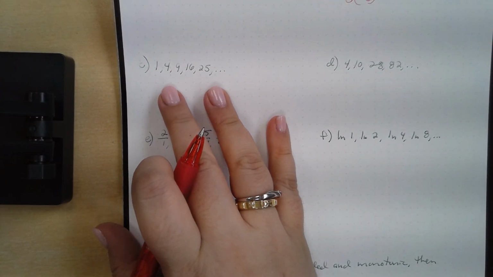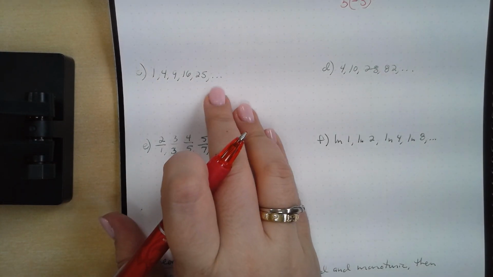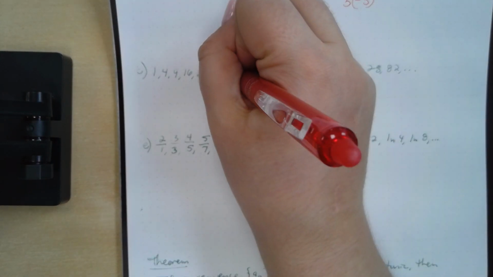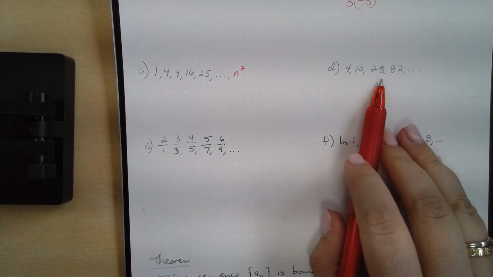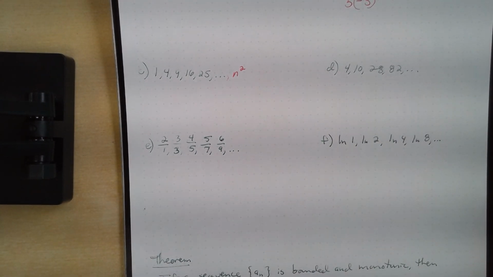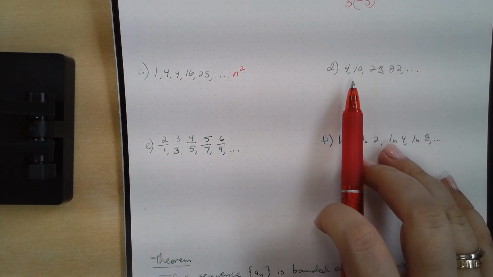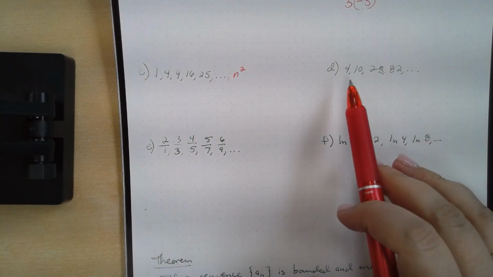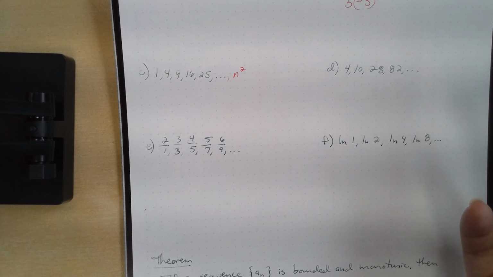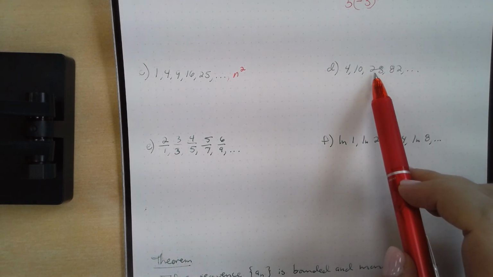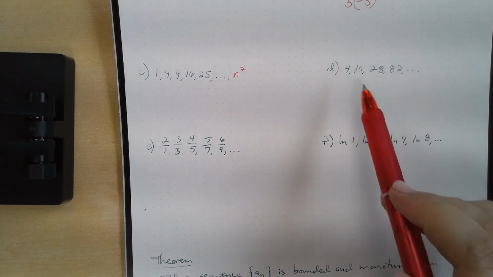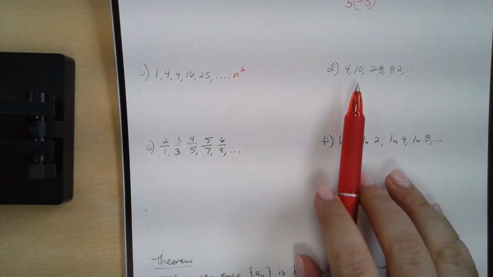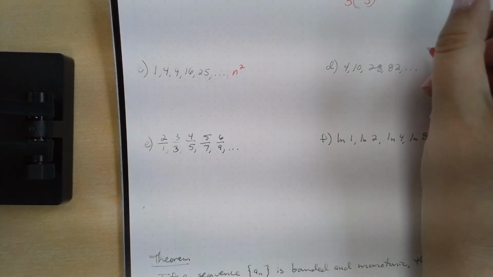1, 4, 9, 16, 25. Hopefully you can look at that fairly easily and see that this is n squared. All right? 4, 10, 28, 82. Well, this one's a little bit awkward. If I look here and I have 4 times 2 is 8, 4 times 3 is 12, 4 times 4 is 16, 4 times 5 is 20. Looks like I'm getting some interesting things here, but actually I'll give you a hint.